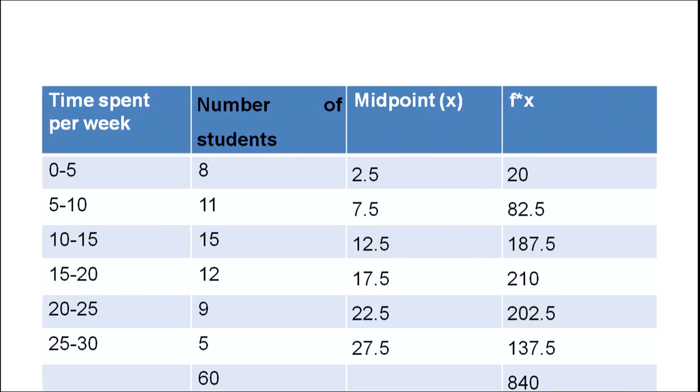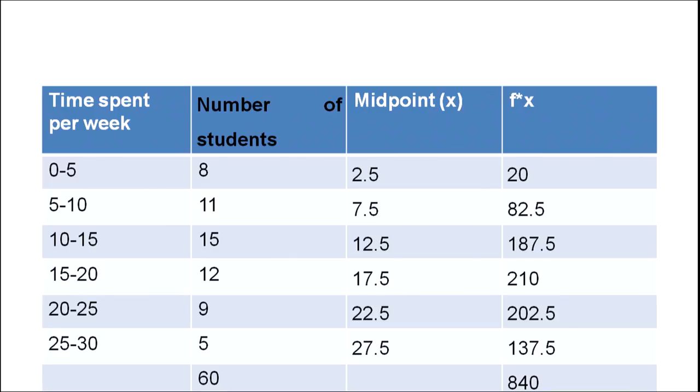Now, while calculating midpoint, it comes down like this. 0 to 5, the midpoint is 2.5. 5 to 10, the midpoint is 7.5. 10 to 15, the midpoint is 12.5. 15 to 20, 17.5, 20 to 25, 22.5, and for the final class interval, midpoint is 27.5. Now, f and x should be multiplied for each of the class interval. The product should be written there.